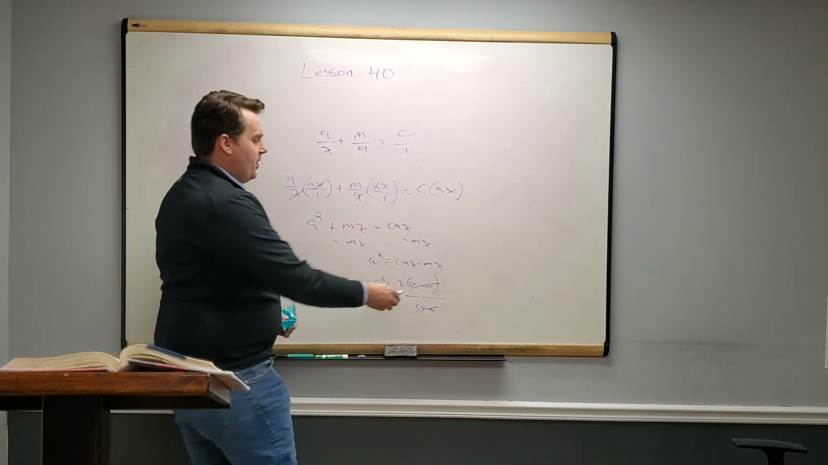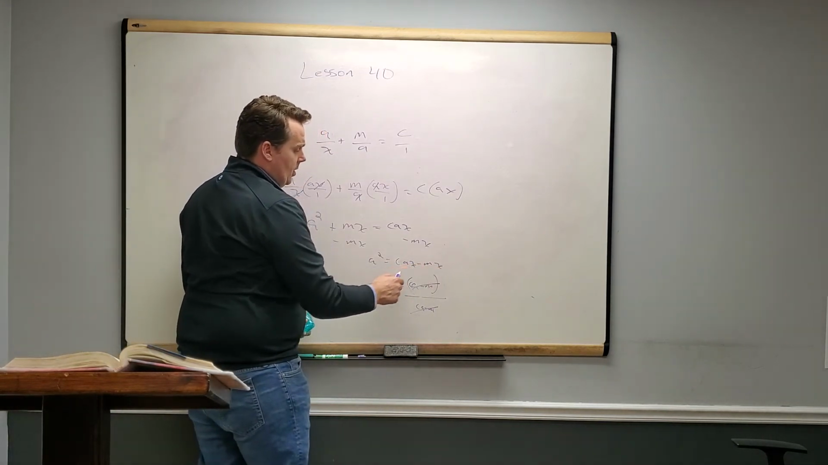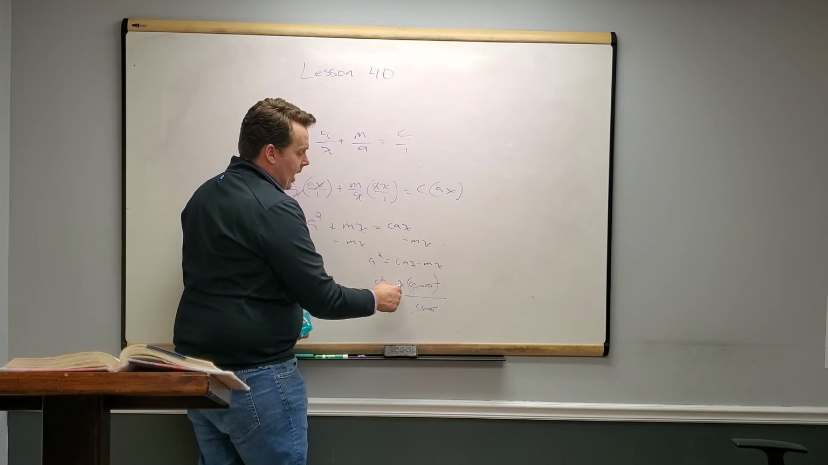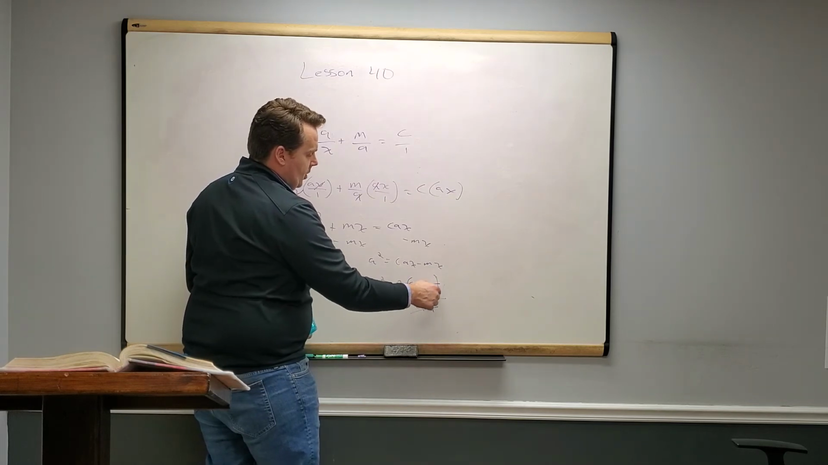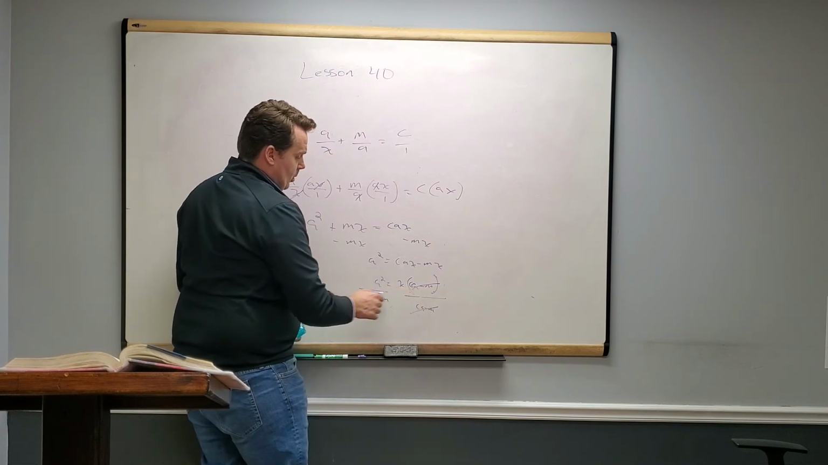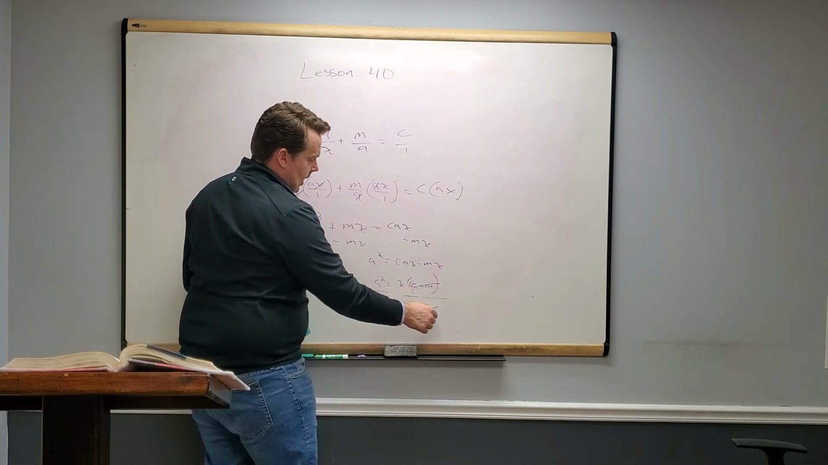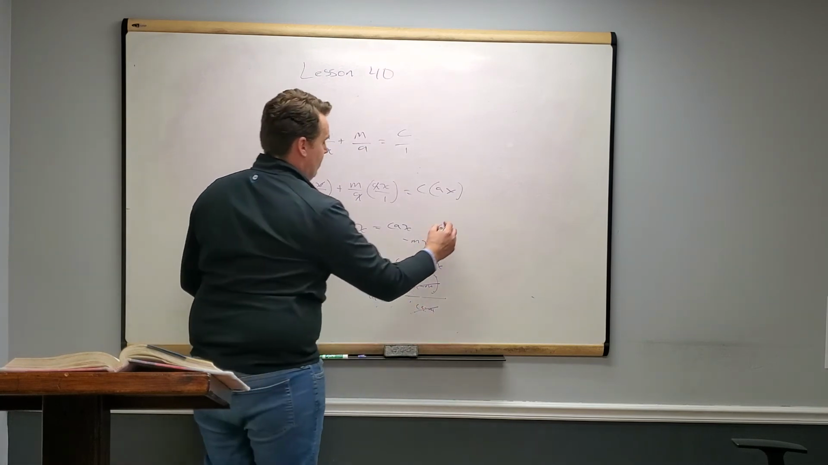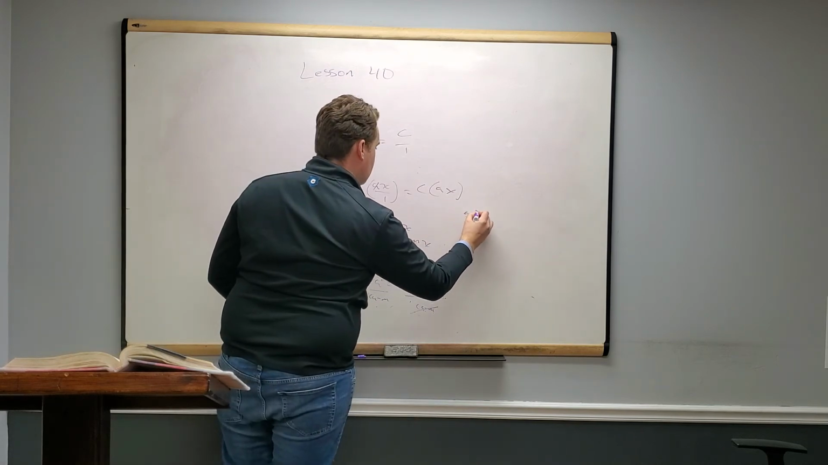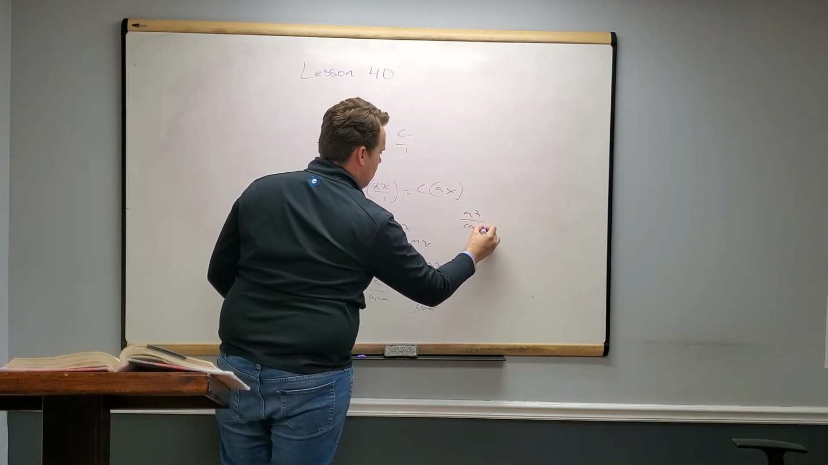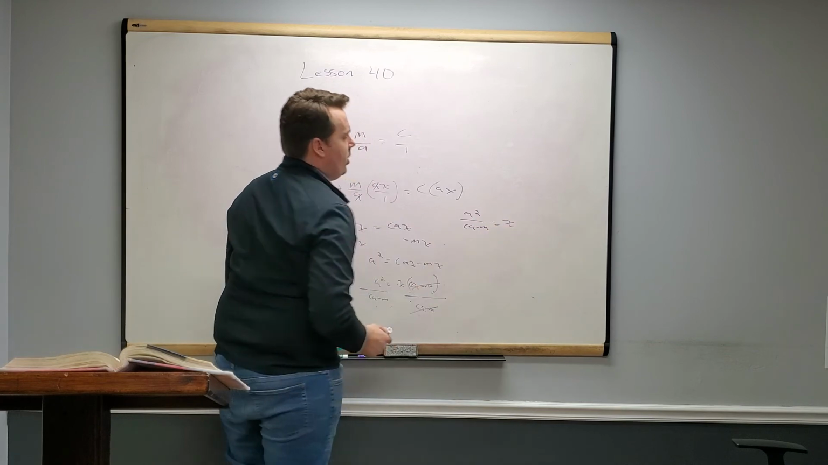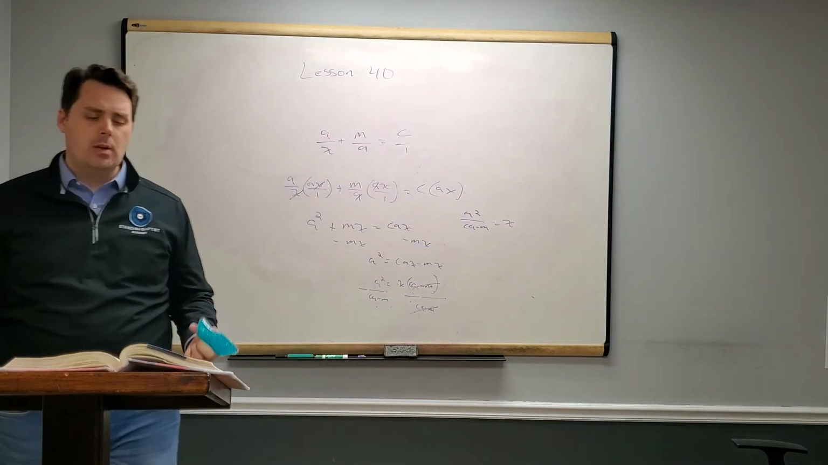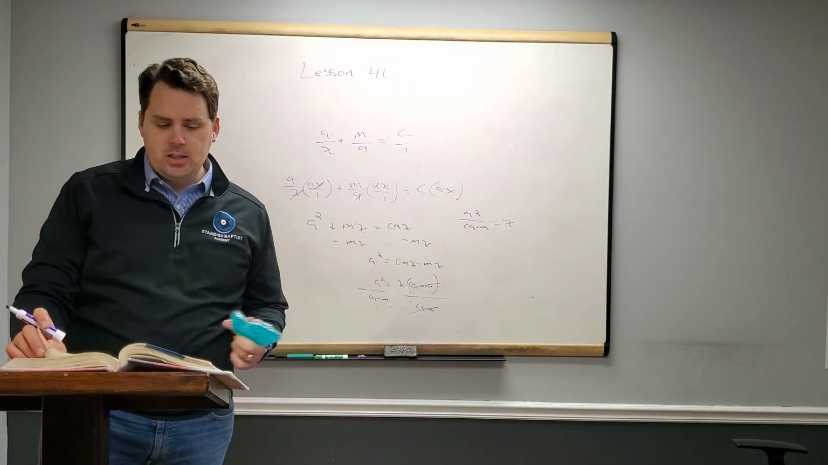The next step is I factor out. What do these have in common? They all have x. I can put x on the outside. I can put ca minus m on the inside. And then I divide both sides by ca minus m. And then I have a squared over ca minus m equals x. And I solve for x. Okay? So not too difficult. That's the process for lesson number 40.